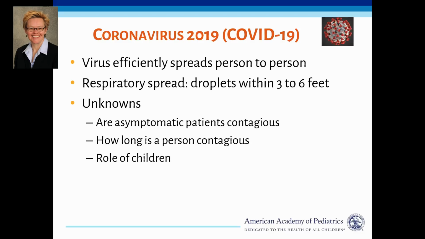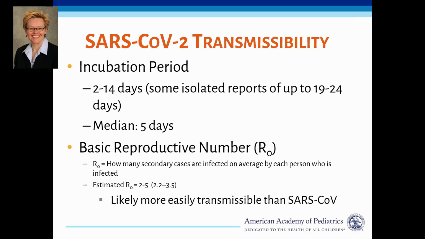We have a lot of unknowns. We don't know if asymptomatic patients are contagious. We also don't have a good idea of how long people are contagious. And the role of children is unknown, and we have limited information about what children are doing in this pandemic.